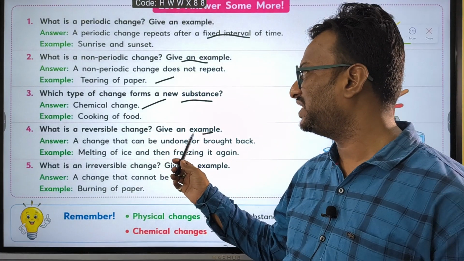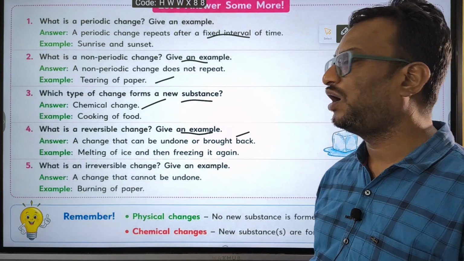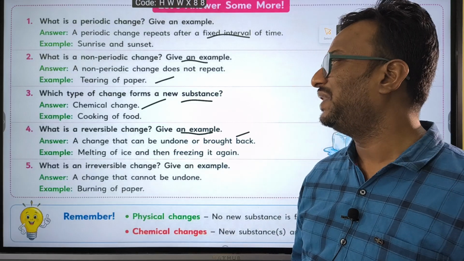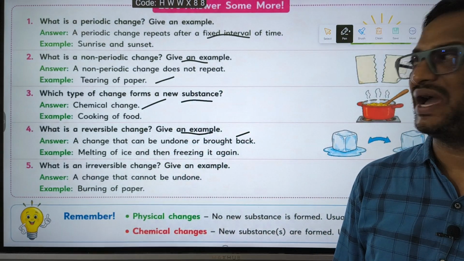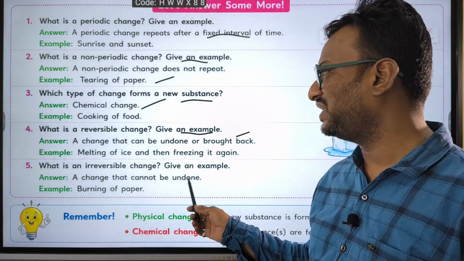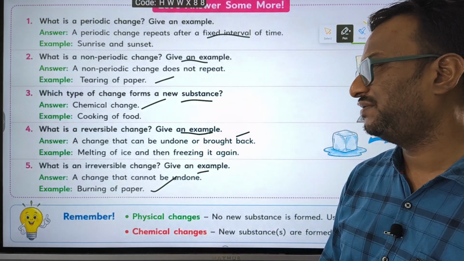What is reversible change? Give an example. A change that can be undone or brought back, such as melting of ice and then freezing again. Undone means getting back. What is an irreversible change? The change cannot be undone, cannot get back. Example: burning of a paper.